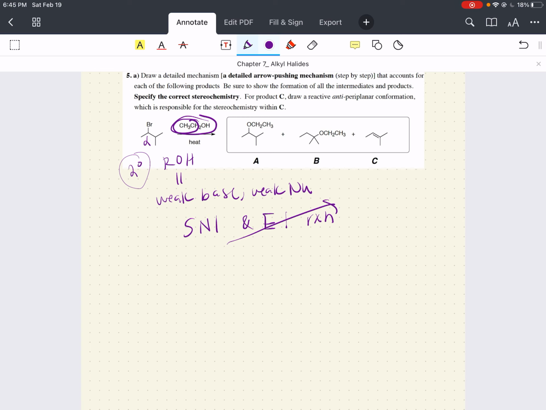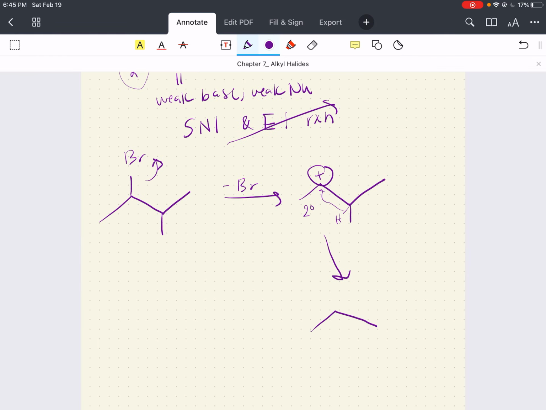Okay, so let's start. First step of an SN1 is the loss of a leaving group. So our bromine is going to leave, minus bromine. What we get here is a secondary carbocation. Now, we can have a hydride shift over here to also get a tertiary carbocation. When this hydrogen moves over here, now we have this tertiary carbocation. Now, both of these can result in products.